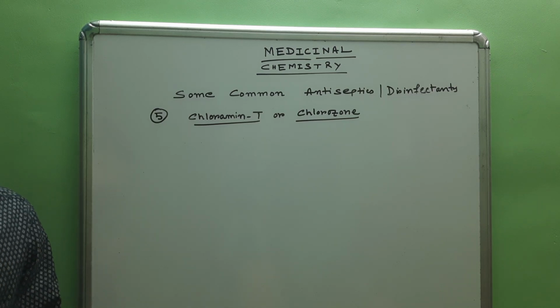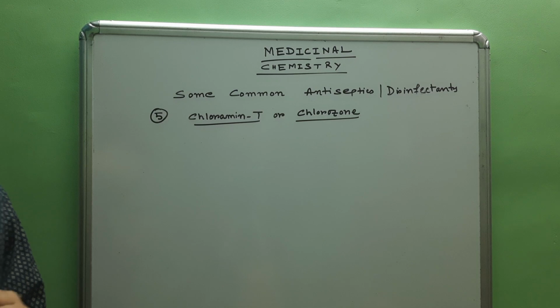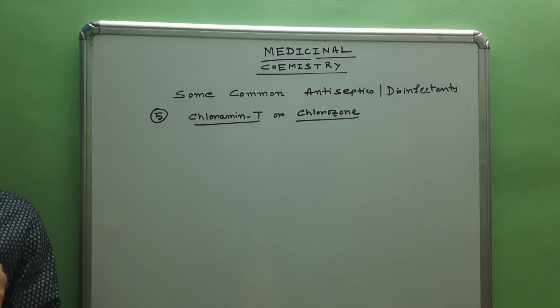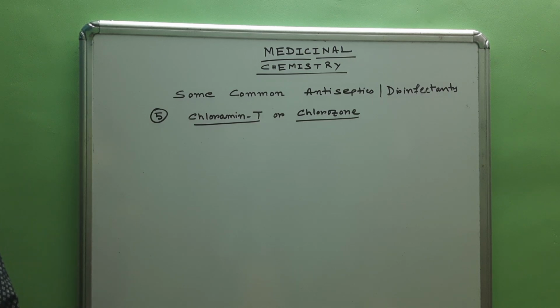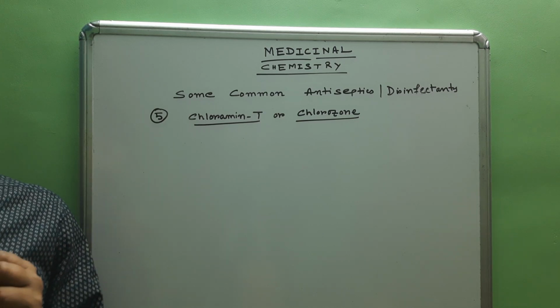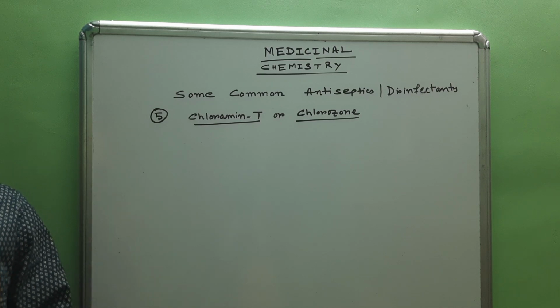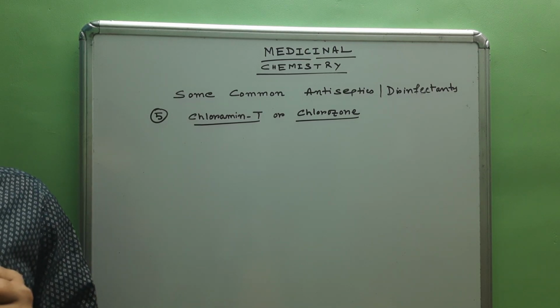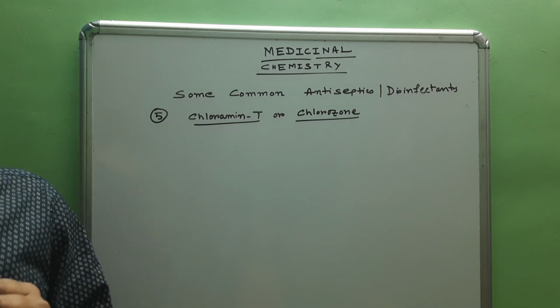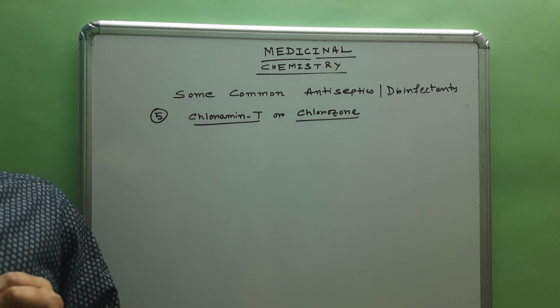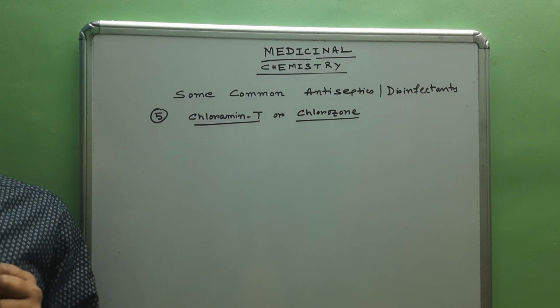So what is chloramine T? Actually it is a very stable solid substance while it is dry, and it is soluble in water as well as in alcohol. In aqueous solution, after hydrolysis, it forms hypochlorous acid, which actually acts as an antiseptic.